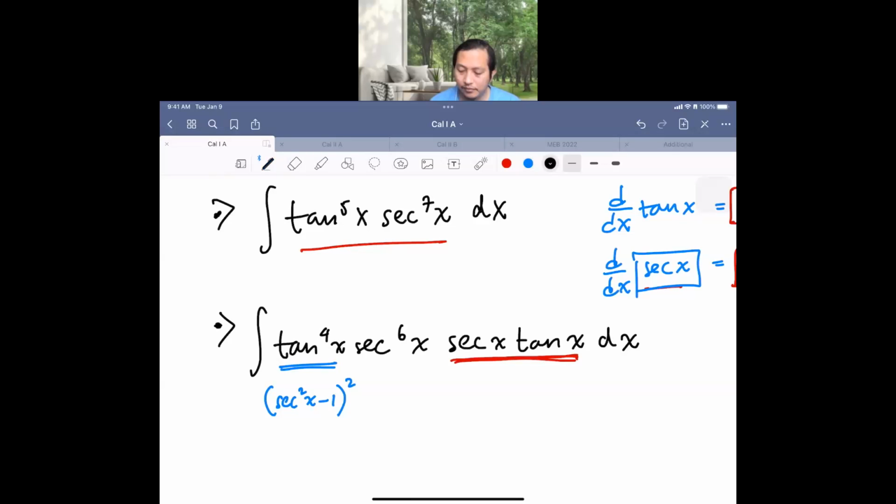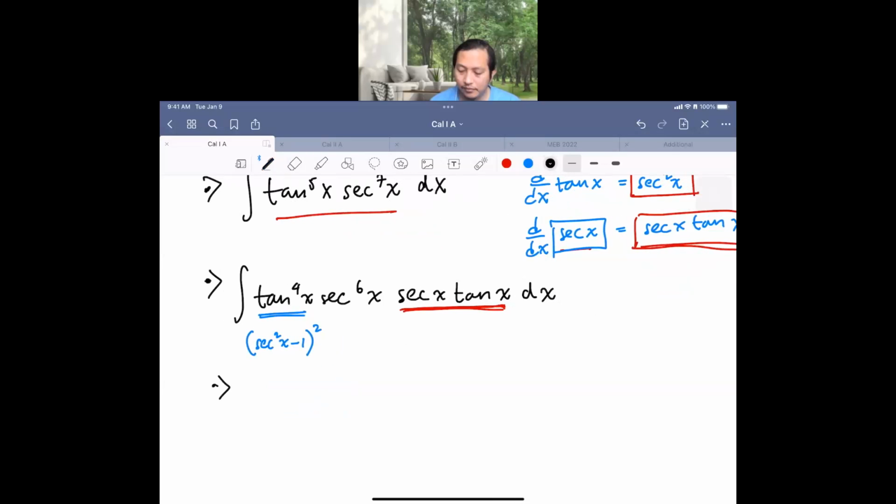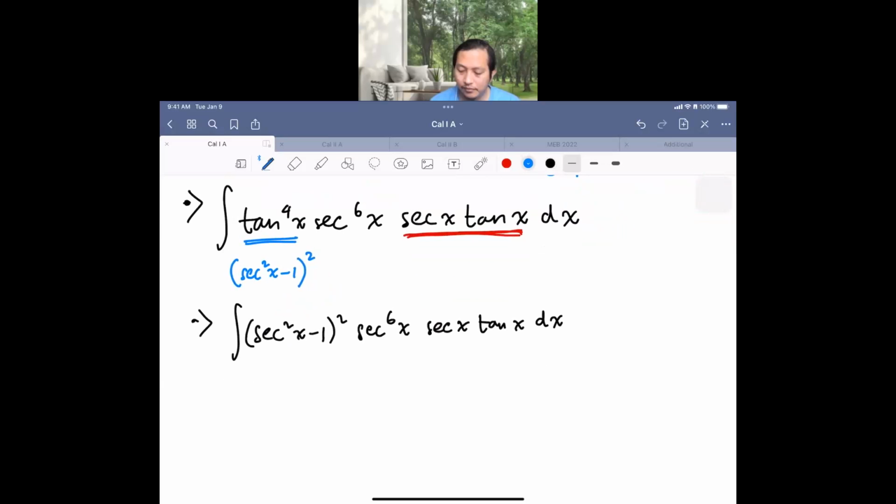So we can have, let me just write another one here. This will be secant squared x minus 1, secant with power 6, and then secant x tangent x dx. I think we can directly use these substitutions. And we can see that we can cancel this part with this.